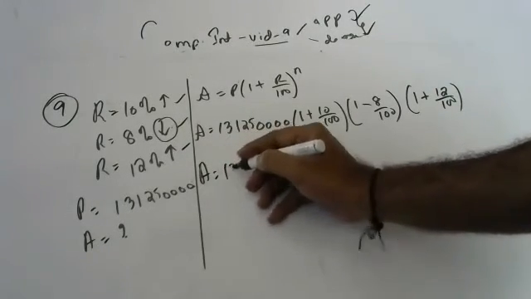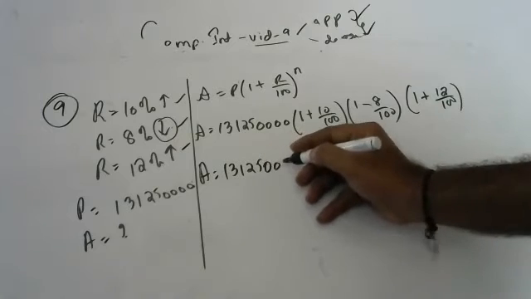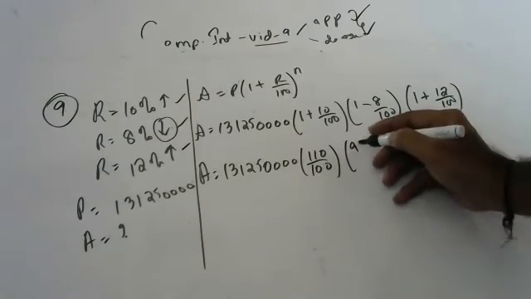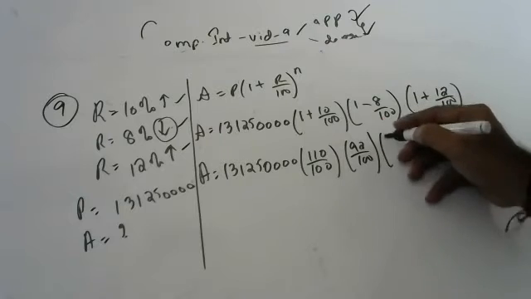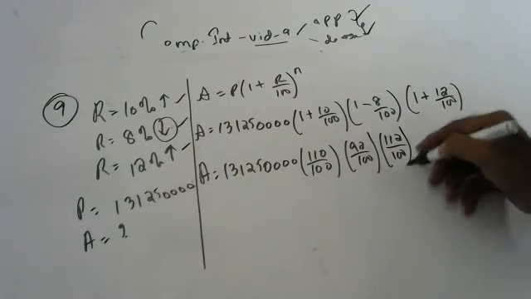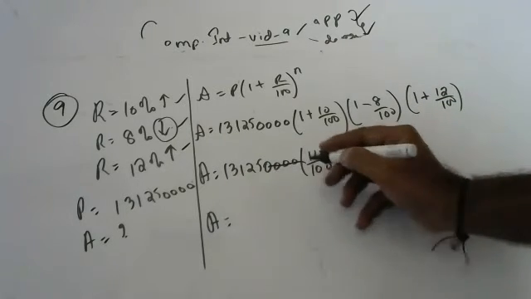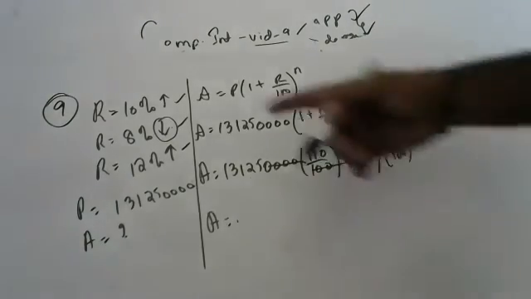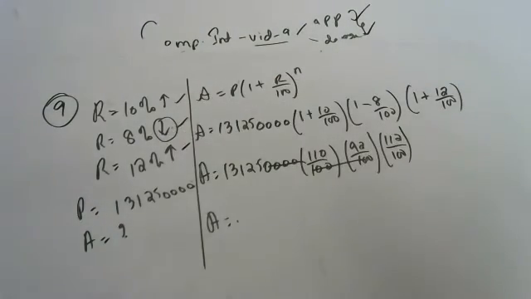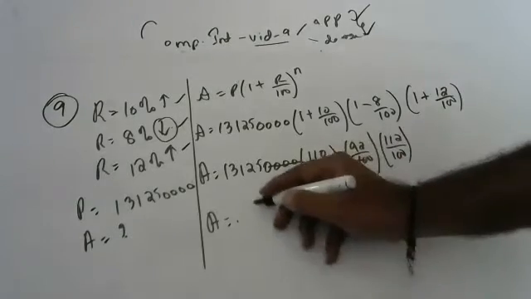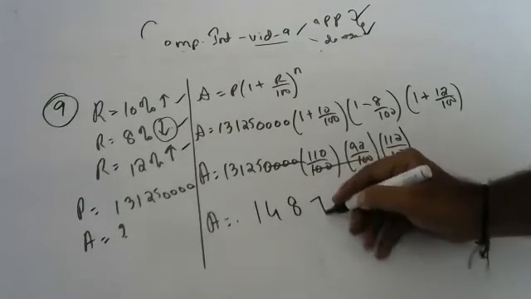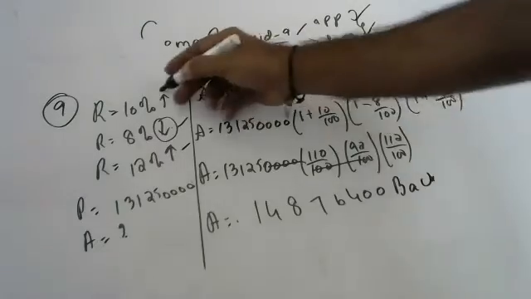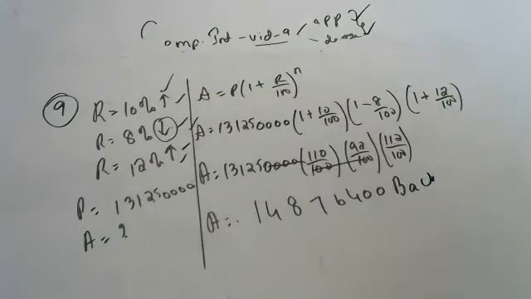Amount is equal to 135,125,000 into 110 by 100 into 92 by 100 into 112 by 100. Four zeros will go, and the amount after 3 years at this rate of increase and decrease is 148,764,000 bacteria. First hour increasing, second hour decreasing, third hour increasing.